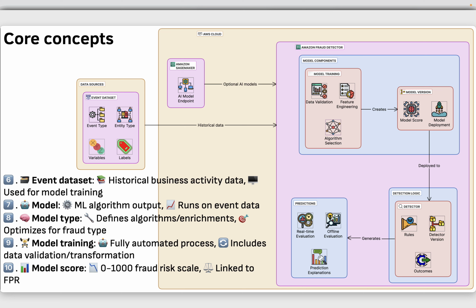And 10th one is the model score, which is the evaluation result of your company's historical fraud data. During the model training process, Amazon Fraud Detector evaluates the dataset for fraudulent activities and generates a score between 0 and 1000. For this score, 0 represents the low fraud risk, whereas 1000 represents the highest fraud risk. The score itself is directly related to false positive rate or the FPR.